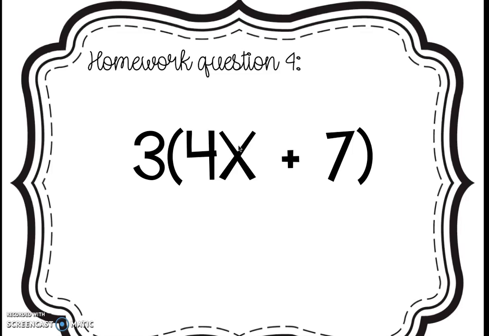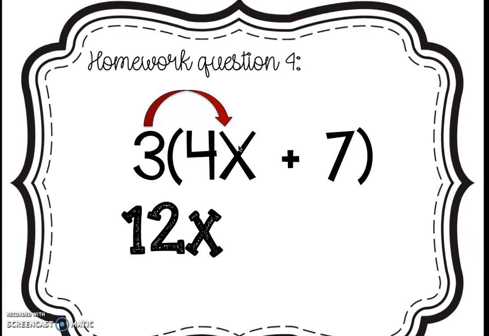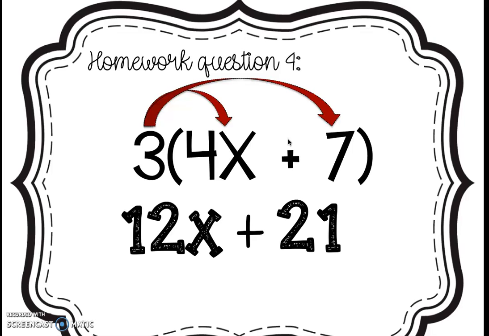So to practice, first thing we're going to do is our 3 times 4x. 3 times 4 is 12, and we have our x, so it's 12x. Now, we have an addition sign here, so we're going to drop it straight down into our expression. And then we have 3 times 7. 3 times 7 gives us 21.